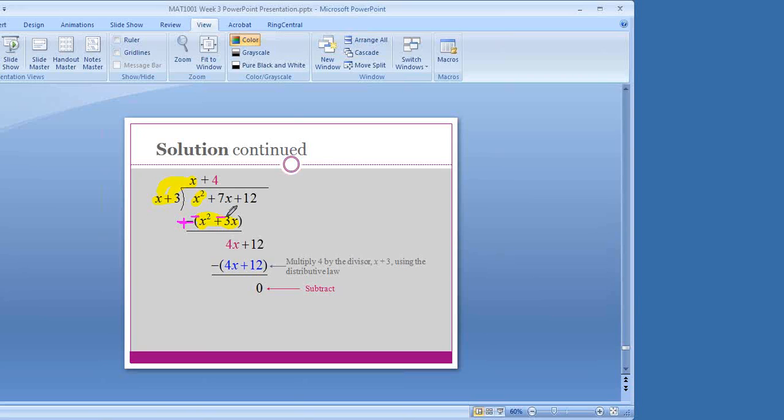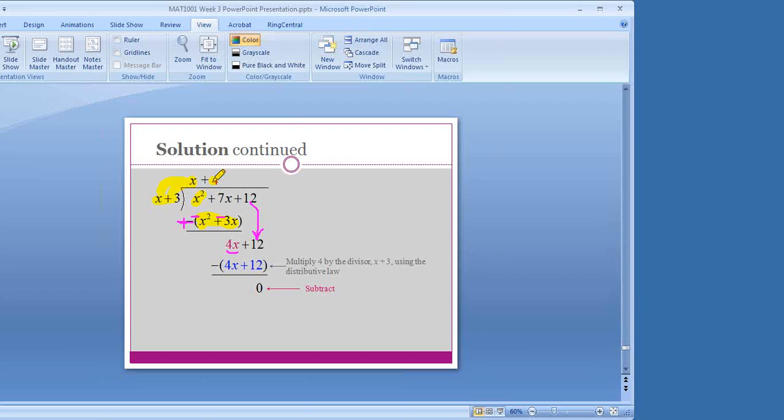So x squared minus x squared is 0. Perfect. 7x minus 3x is 4x. Very good. Bring down my next term. You can even draw an arrow if you want to. I don't care. All right, so what am I going to do now? I'm going to come up here and think, what times x is 4x?